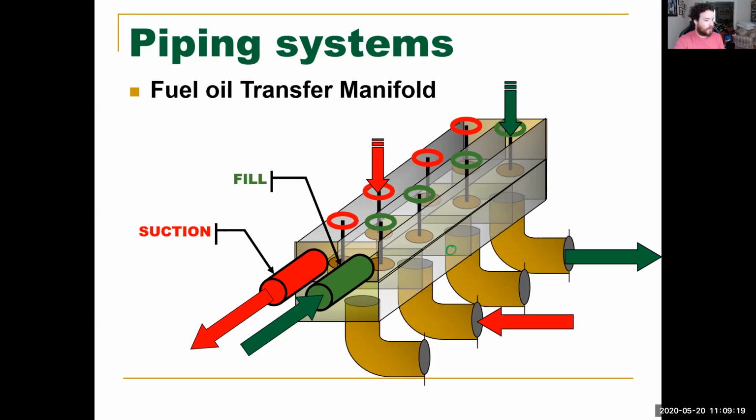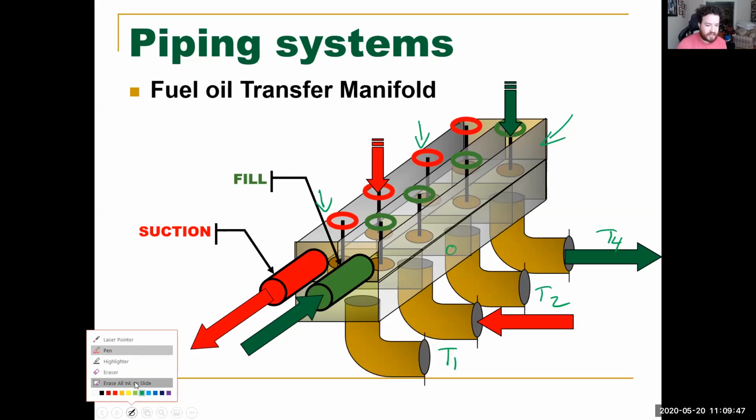You can suck from multiple tanks at the same time, and you could fill. If you wanted to fill, like, oh, tank 1 and tank 2, they have a little bit of fuel left in them. Let's put it all into tank 4. Well, you can open up tank 1 and tank 2's valves on the suction, and then only open up tank 4 on the discharge. And that's what makes these things so good.